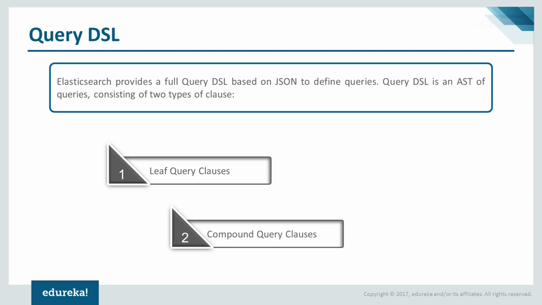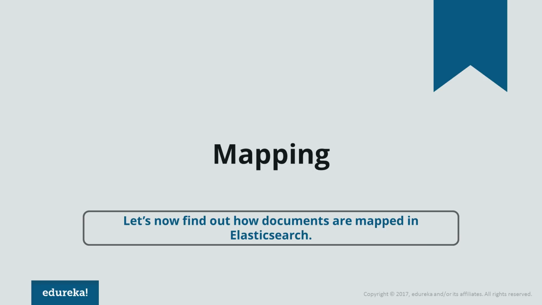So it is more or less like a leaf or a branch structure, where a leaf will only be working on a particular value, whereas a branch will be a combination of leaf structures as well as multiple leaf structures, I should say. So let's find out how documents are mapped in Elasticsearch.